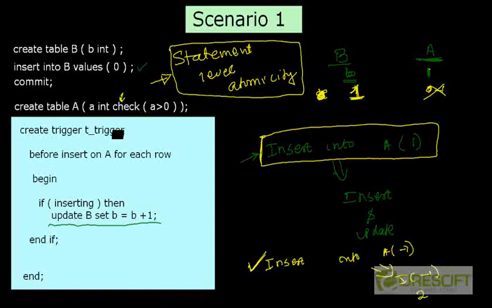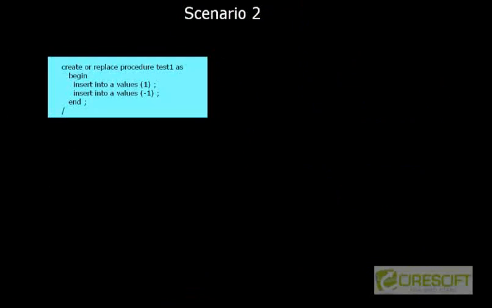So now I'm going to do something a little bit more interesting. I'm going to create a procedure. In scenario 2, I'm going to create a procedure named test1, and inside that procedure I'm going to do an insert of 1 and an insert of the value -1. Then I'm going to execute that procedure, test1. So what do you think the value should be?